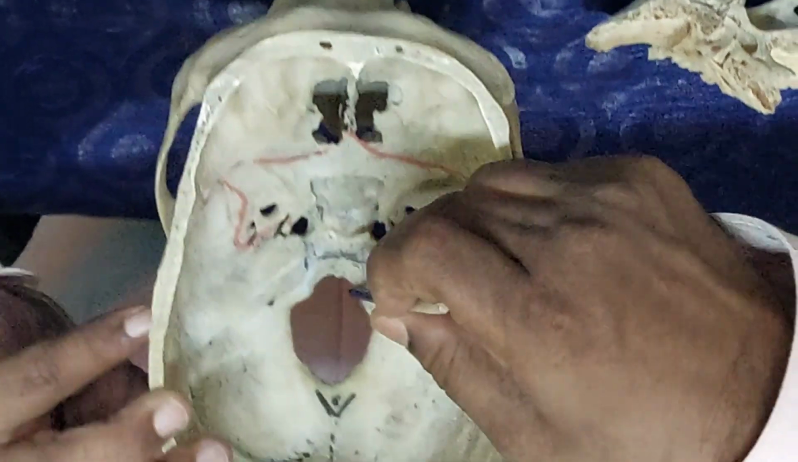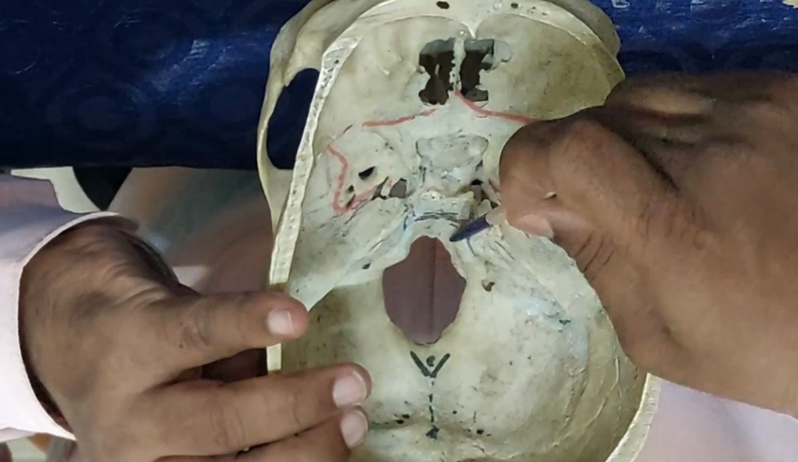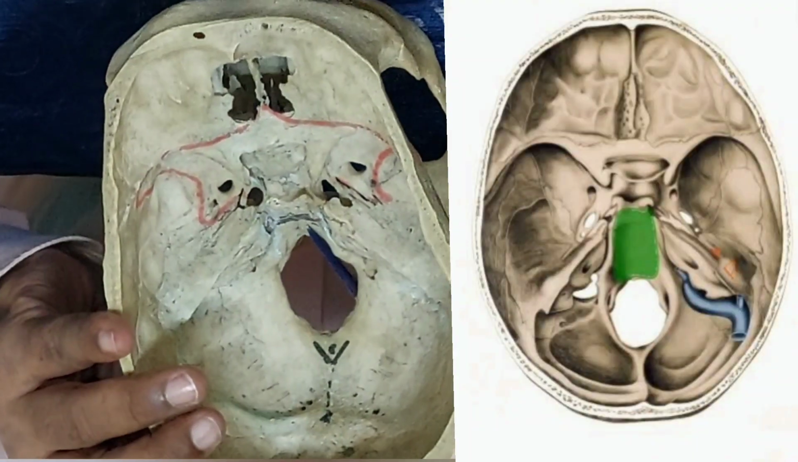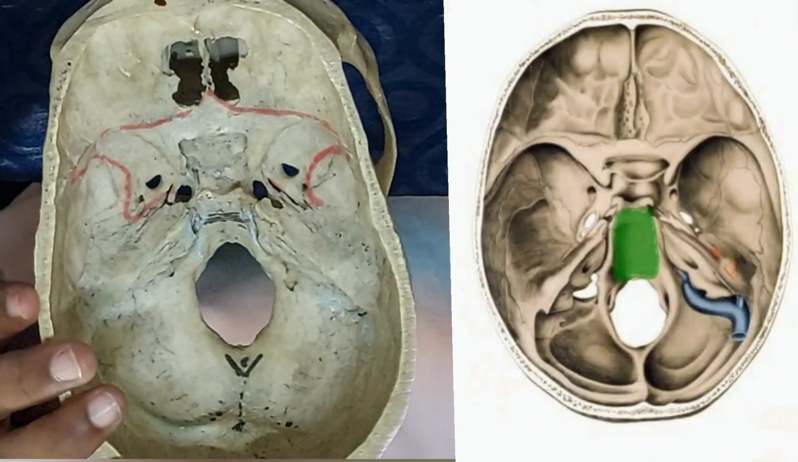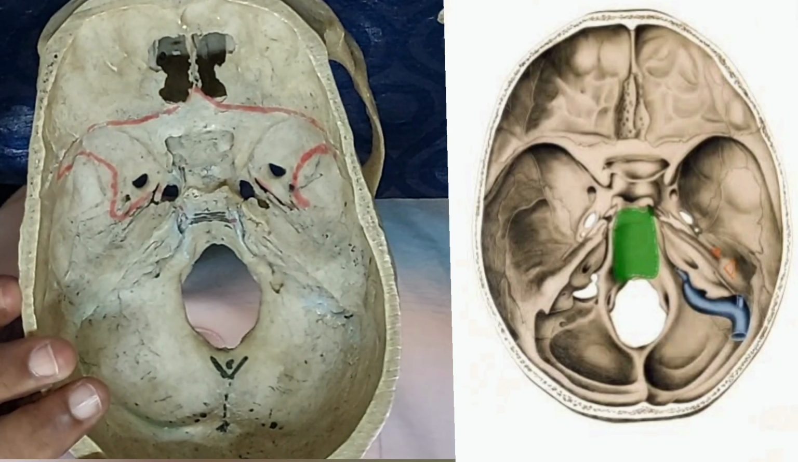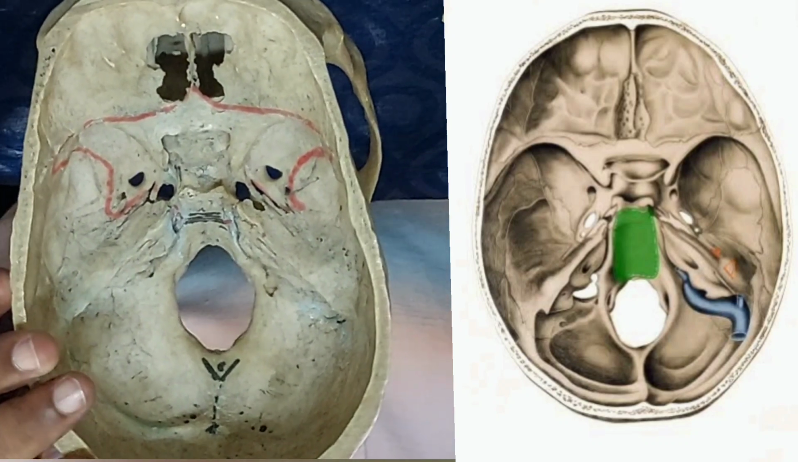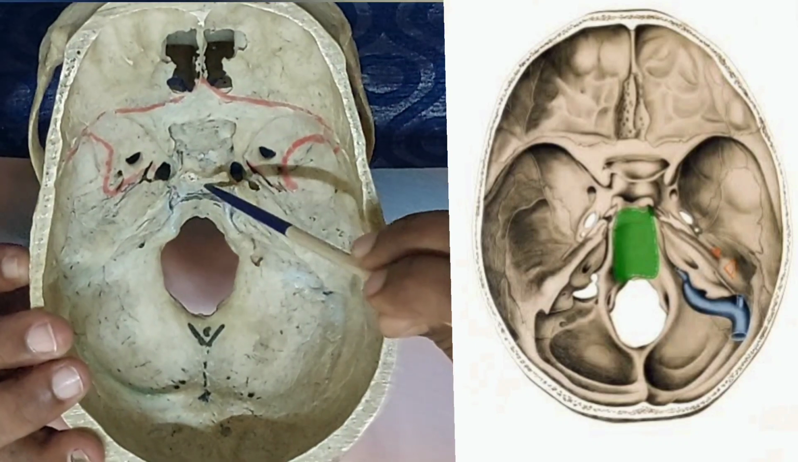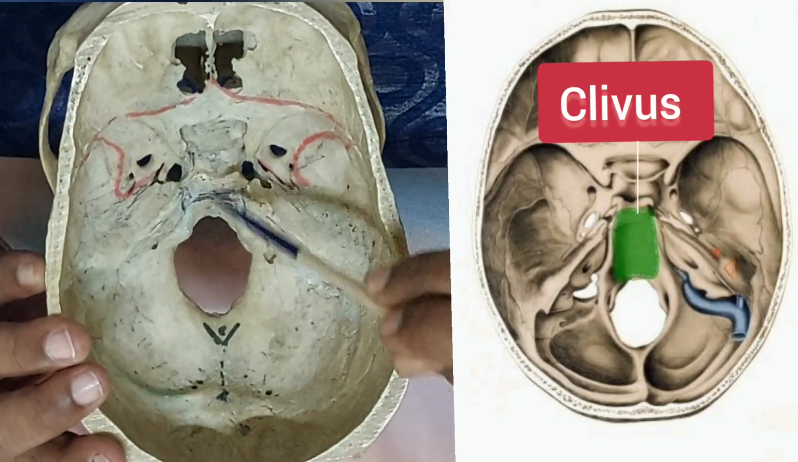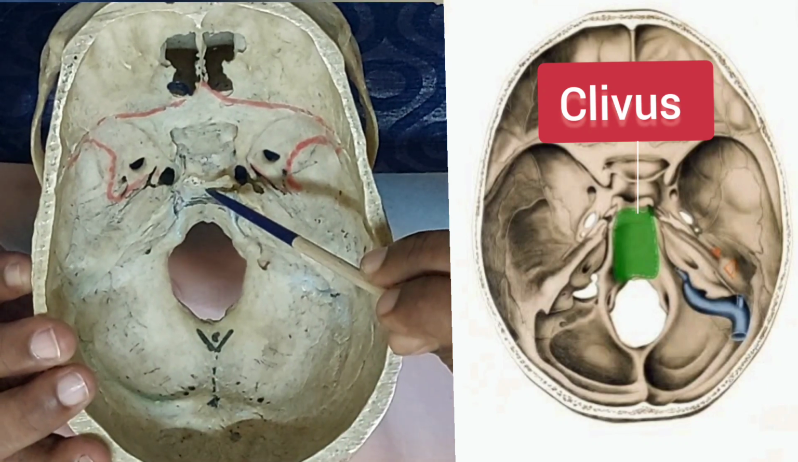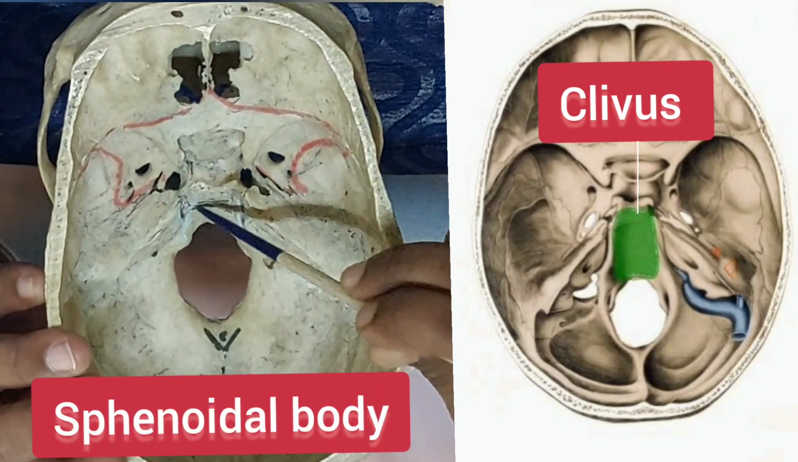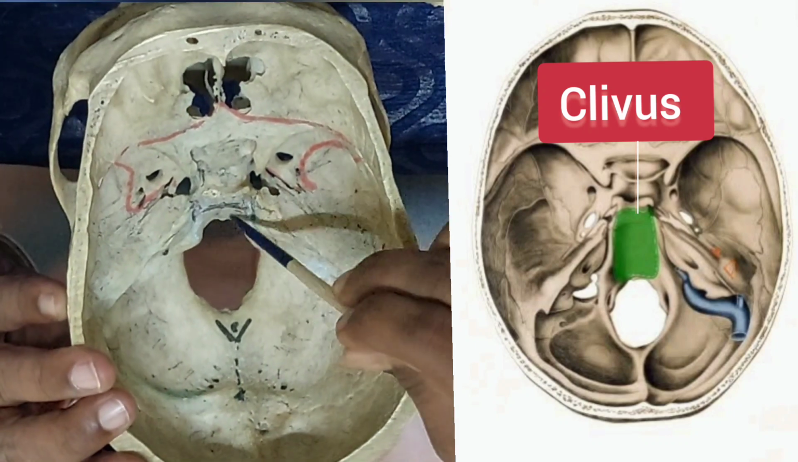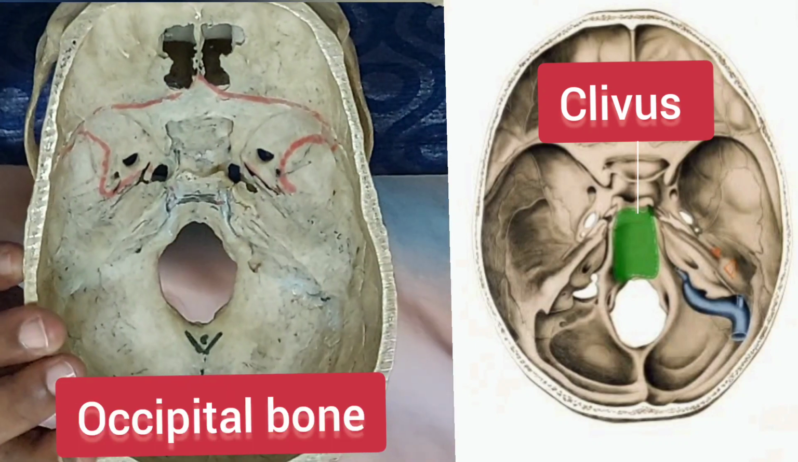The anterior part of the foramen magnum is called the clivus. If you are asked what is the clivus, it is formed by three bones, and it is a sloping surface. It is formed by the dorsum sellae, this one, then the posterior part of the sphenoidal body, this one, and then the basilar part, this one, of the occipital bone.